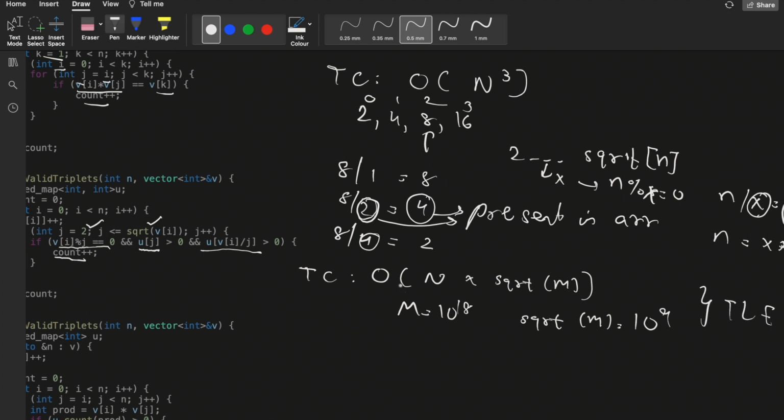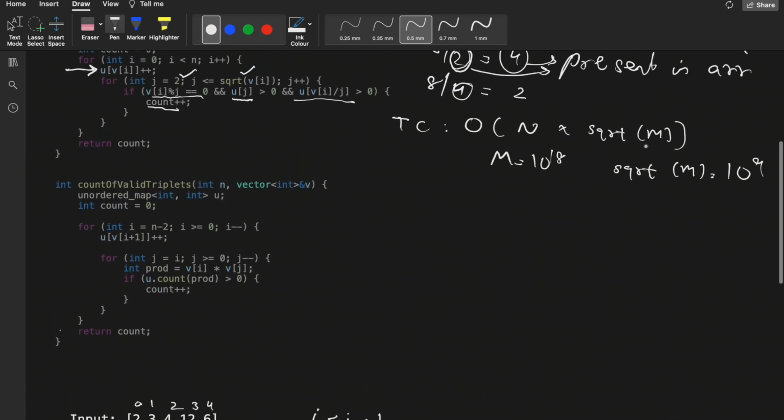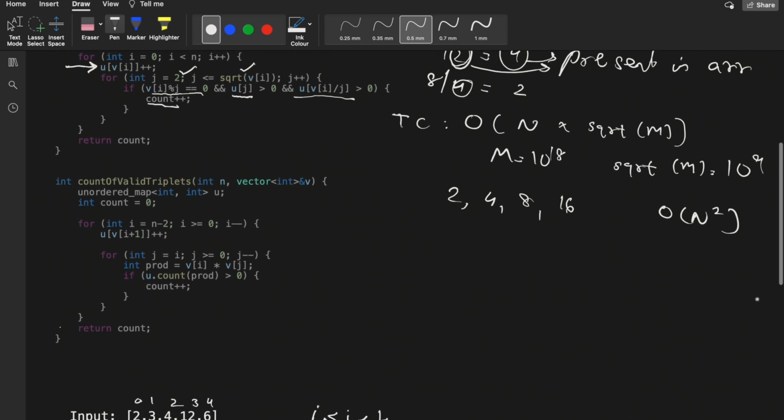So we have to again think of a better approach to solve this question, right? Now guys, we want to reduce this time complexity, that is n into square root of m. So think of a different way we can solve this question. You are given this array 9, 4, 8, 16. Can we solve this in big O of n square? Can we solve this without the square root of m? Because if m is a very large number, then this solution will surely give you TLE. So is there any way you can solve it in big O of n square?